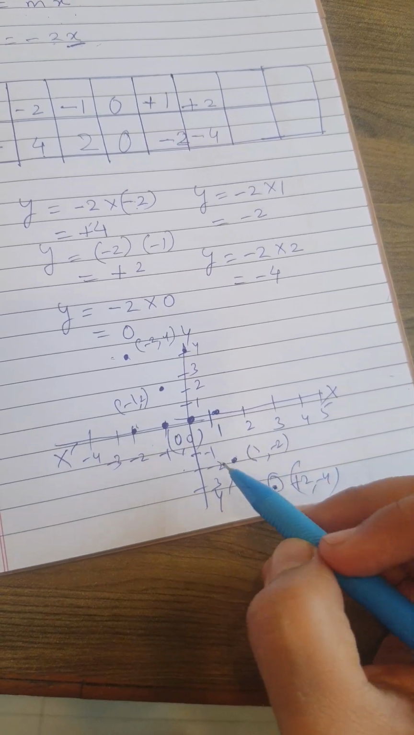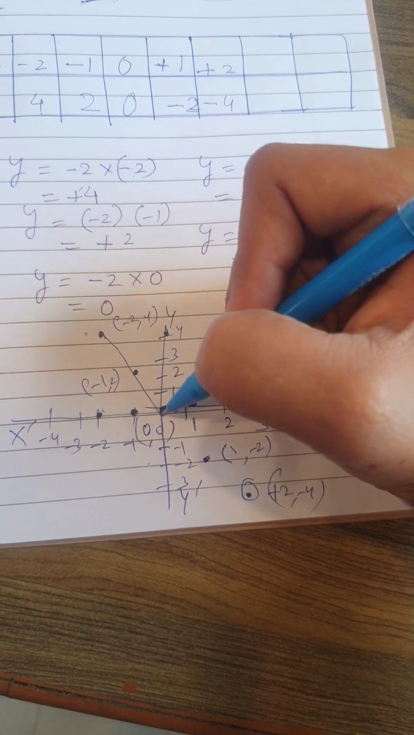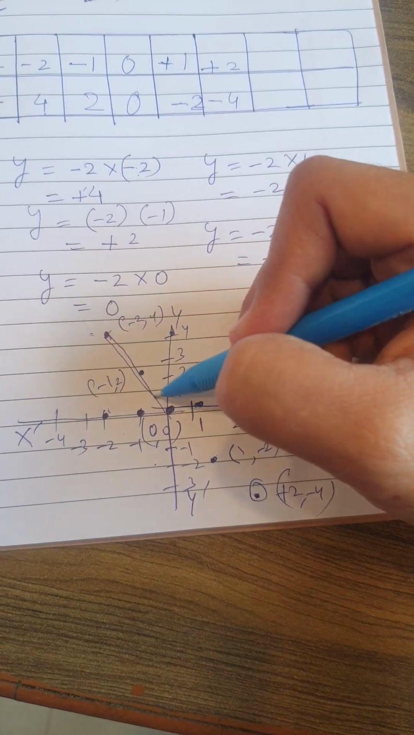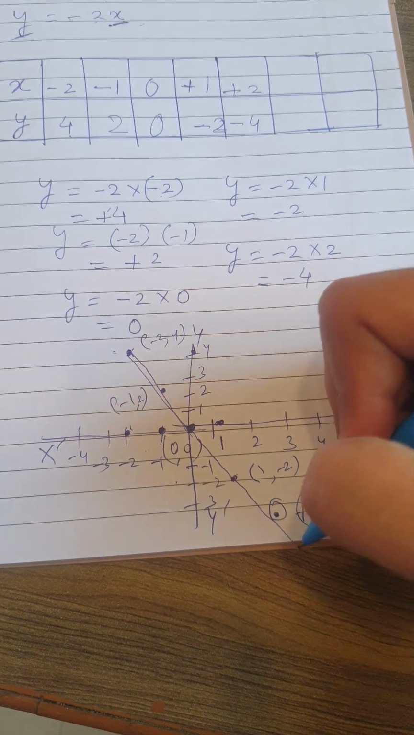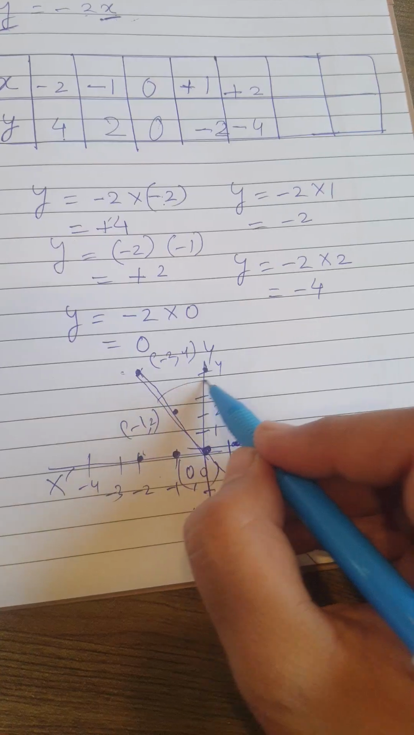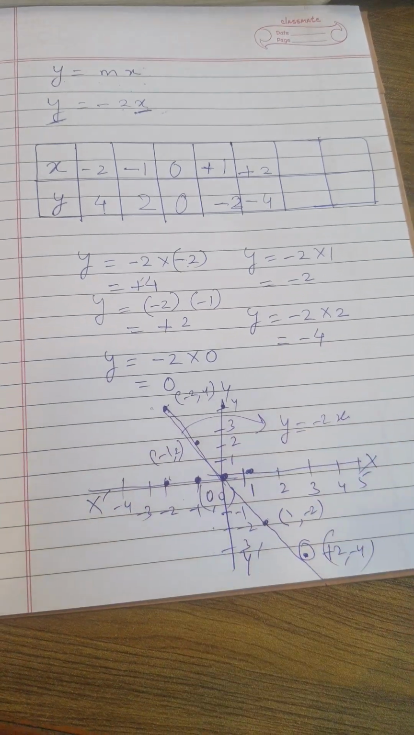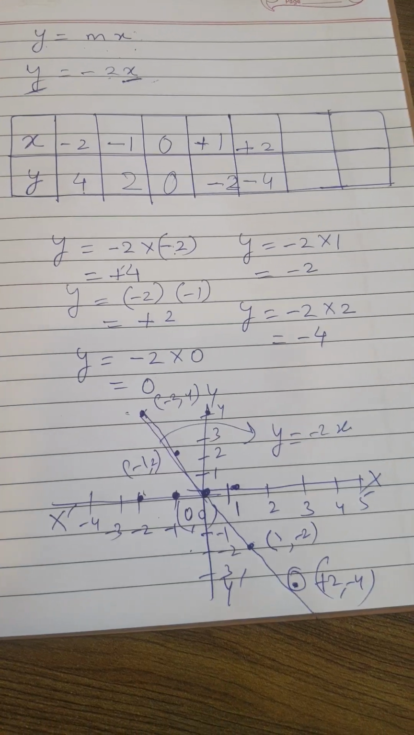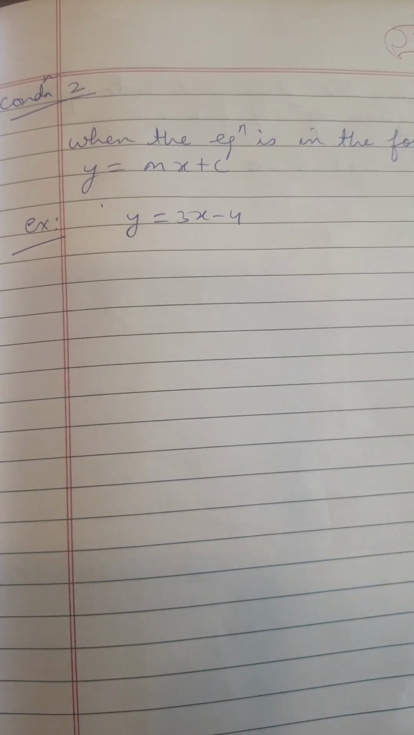Okay. After plotting our points, if we join these points, I'm not using a scale here, but if you use your scale, you will get a straight line like this. This line's equation would be y equal to -2x. Okay, so in this way you have to plot all the equations of lines on a graph.